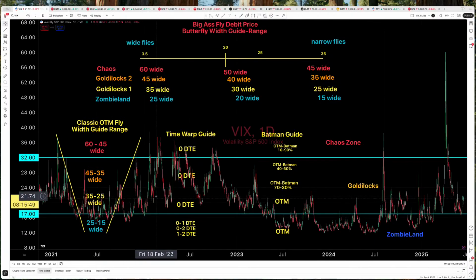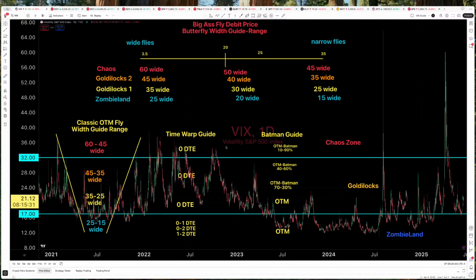For 0 DTE trades, this is our playbook. We're still in that 25 to 35 range. Butterflies will probably be near 20 today. I haven't looked at it. Probably don't have to. Let's check anyways.